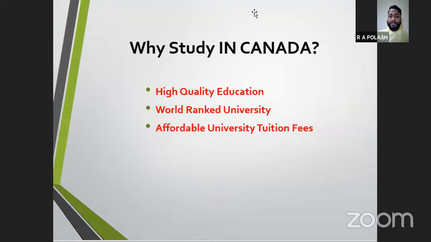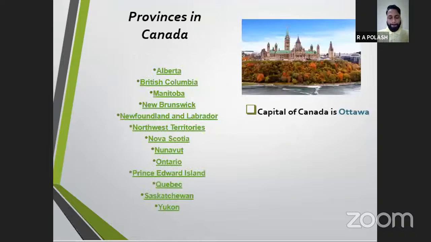and their universities are world-ranked universities with affordable tuition fees. Because if you want to study in Canada, the main concern is that tuition fees are very high. I think Canada is the best place to study for your bachelor and master's courses. Their universities are very good, and their environment is so eco-friendly to study in.